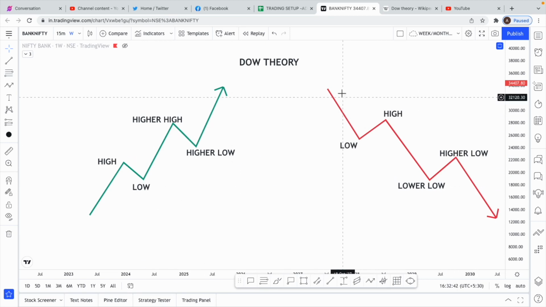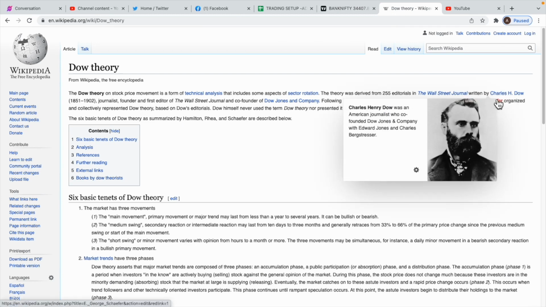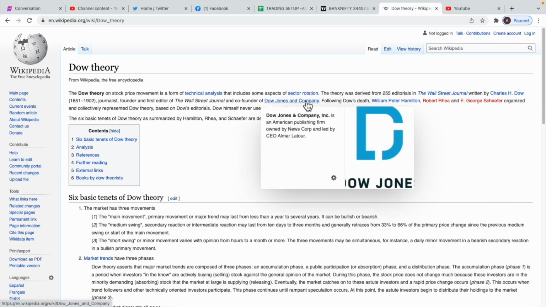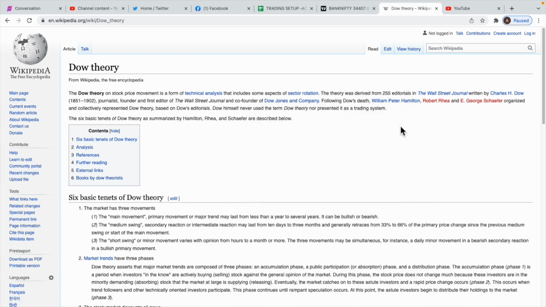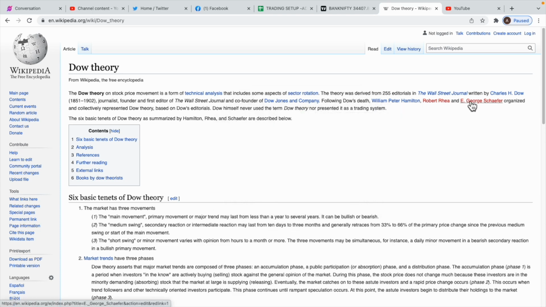I'll be explaining that. Now what is Dow theory is nothing but a person called Charles H. Dow. He's the one who invented this Dow theory in the 1900s, and he was the founder of Dow Jones and Company. But a lot of his works didn't get published. Later on, it was these guys, William, Robert, and George, who were the one who organized and started spreading his theory after his death. Everything about Dow theory.